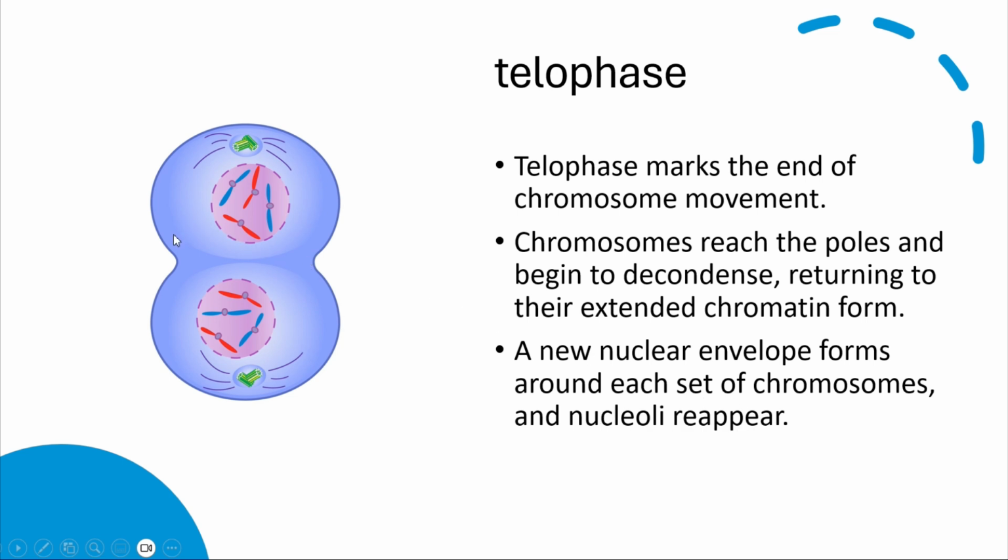So what's going to happen is a new nuclear envelope is going to form around them. You see this nucleus there? The nucleus is basically going to split to make two different nuclei, even though we're still in the same cell. So we're in one cell, but we've got two nuclei now.